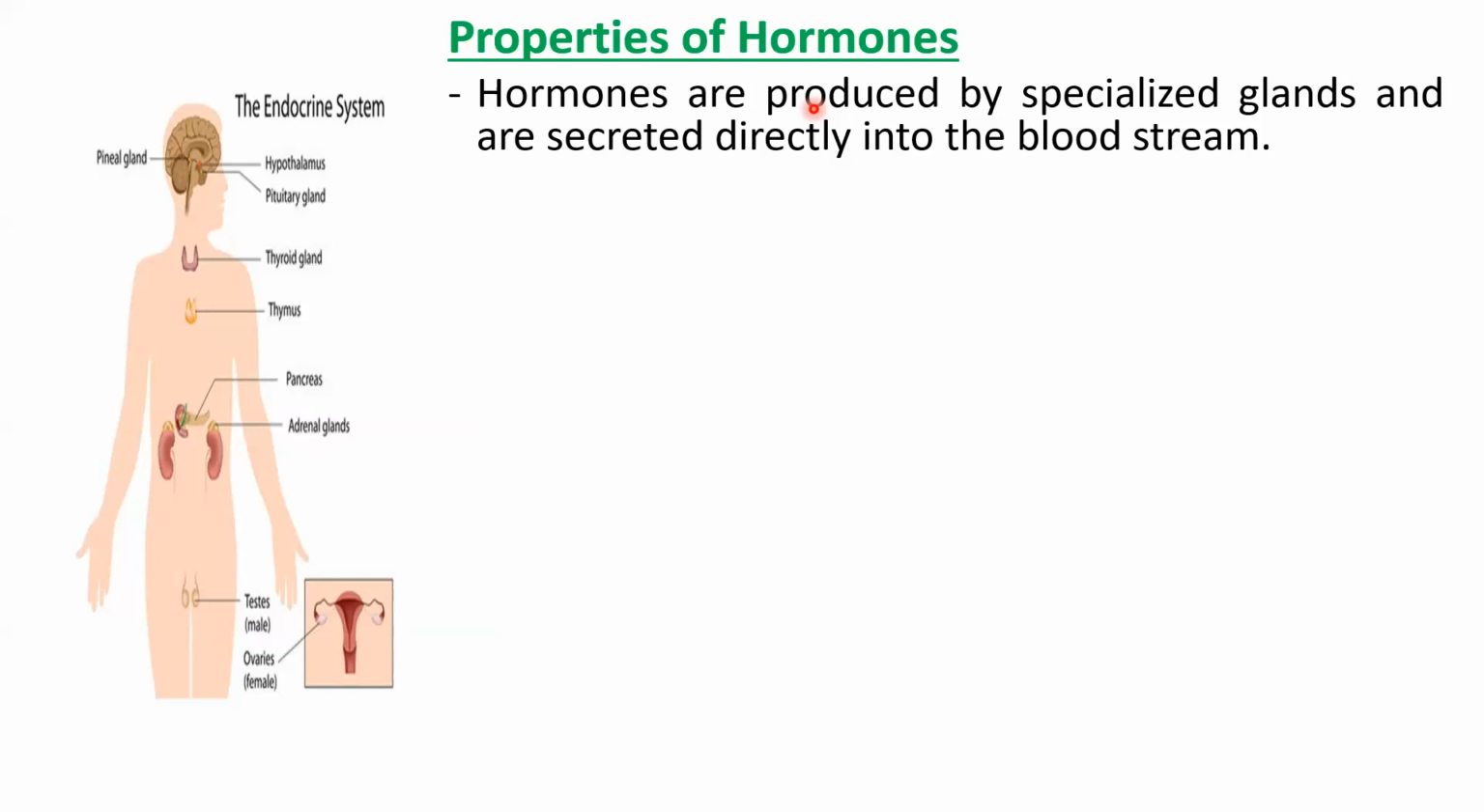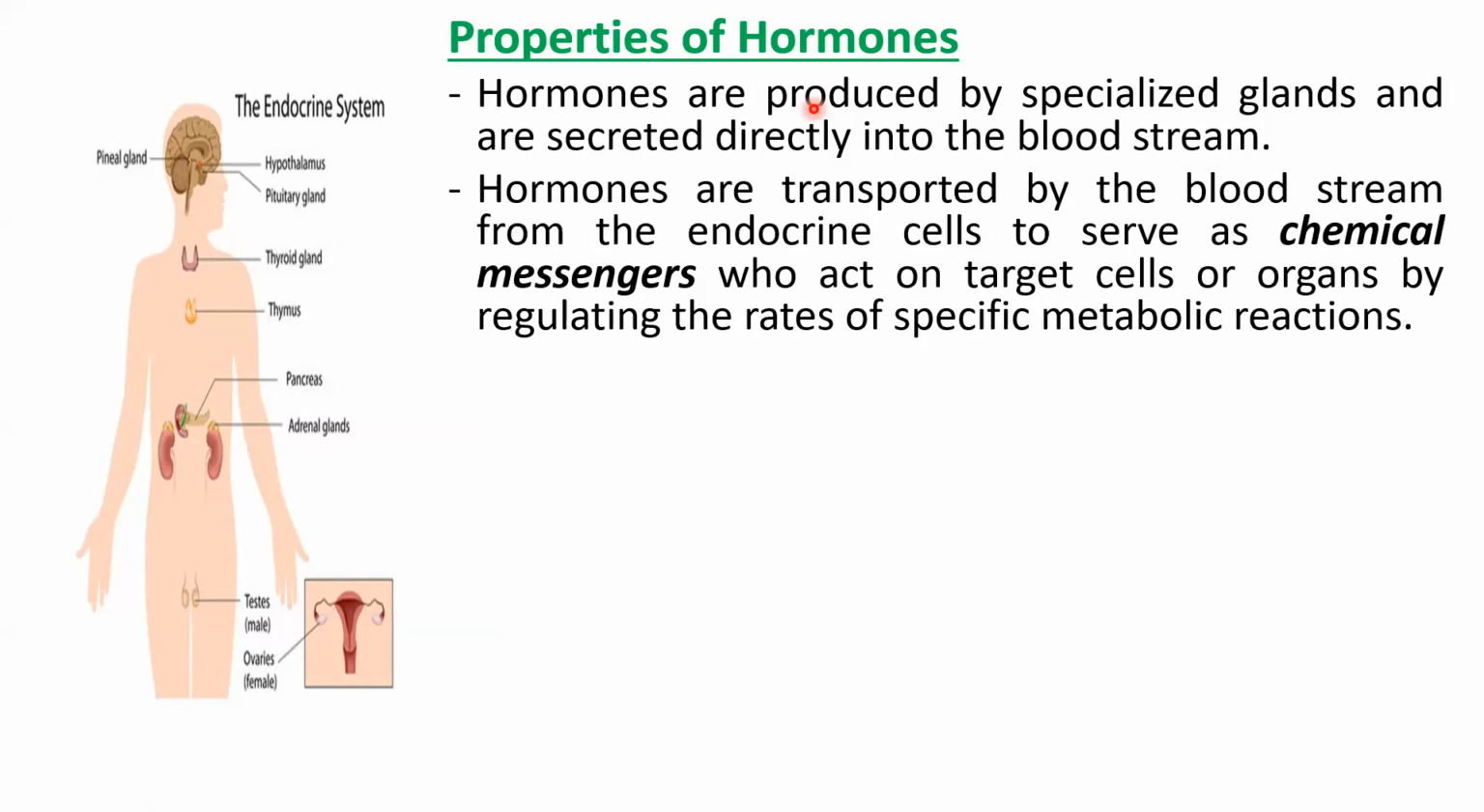Then the properties of hormones which are secreted by the endocrine glands. The hormones are produced by specialized glands and are secreted directly into the bloodstream. Hormones are transported by the bloodstream from the endocrine cells to serve as chemical messengers that act on target cells or organs by regulating the rates of specific metabolic reactions.